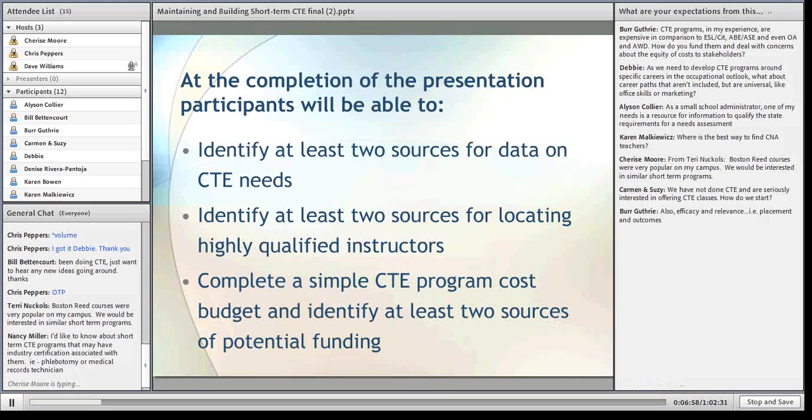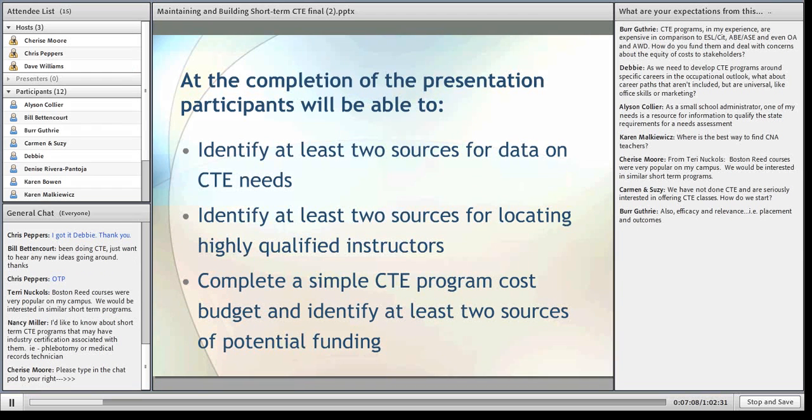Good. I think we can touch on that. The best way to find CNA teachers is always a problem, and we'll talk something about that. We also have a CNA program as well as an LVN program. The Boston Reed course is very popular on campus. Good. So would we. We have not done CTE or seriously interested in offering CTE. This is exactly the seminar for you, Carmen and Susie, because that's what we're going to talk about: how do we start.